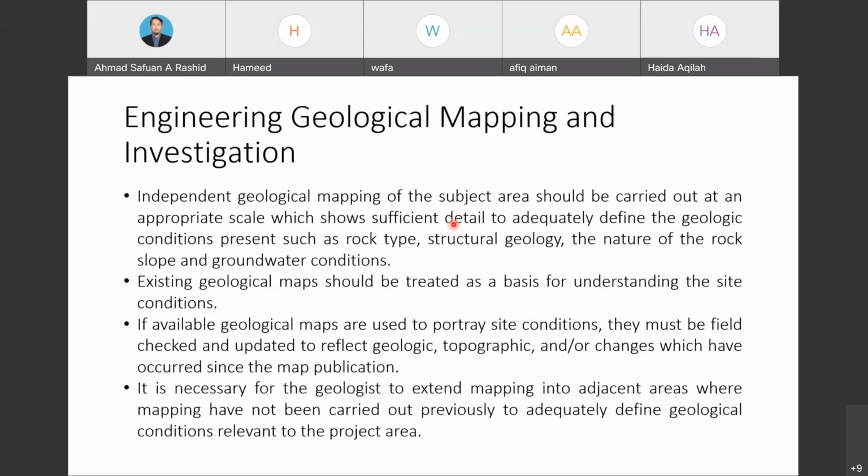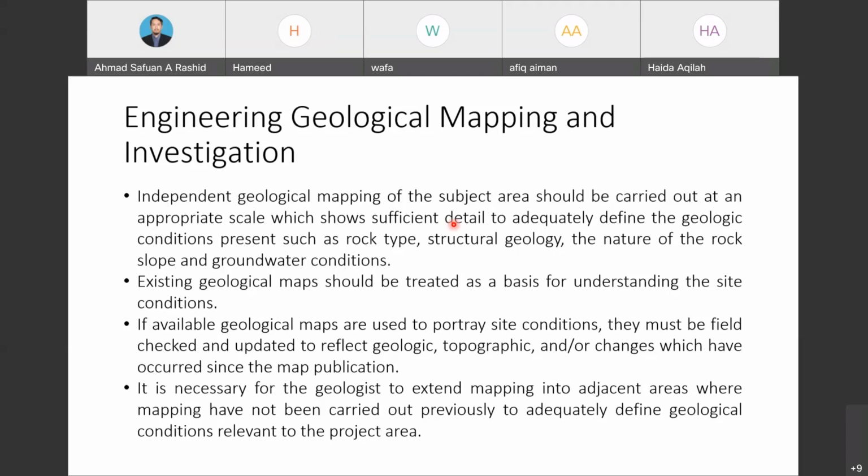Okay, so engineering geological mapping and investigation. Okay, so for geological mapping, okay, so we have two types of geological mapping. Okay, the first is based on the geological condition of the area. Okay, so then we may get this map from the Jabatan Mineralogy and Geoscience, JMG. Okay, that is one of the department that in charge for the geological map in Malaysia.